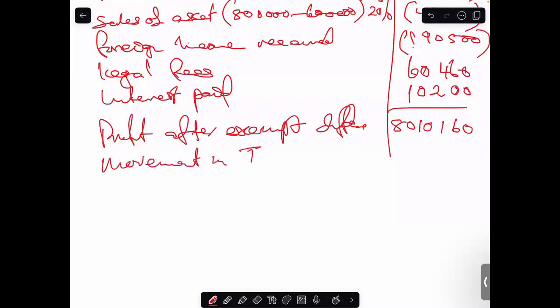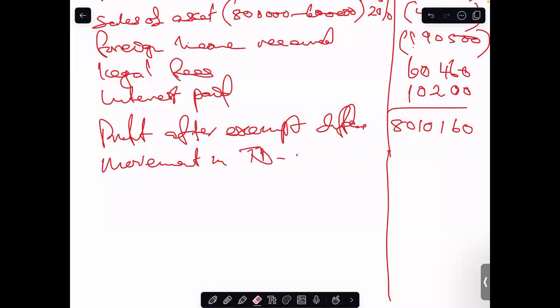Right, then after that, we say movement in temporal difference, TD. Now I'm going to explain how you add it or subtract it. If you get a deductible temporal difference, you deduct it. And if it is taxable, you add it. Again, if it is deductible, you subtract it. If it is taxable, you add it.